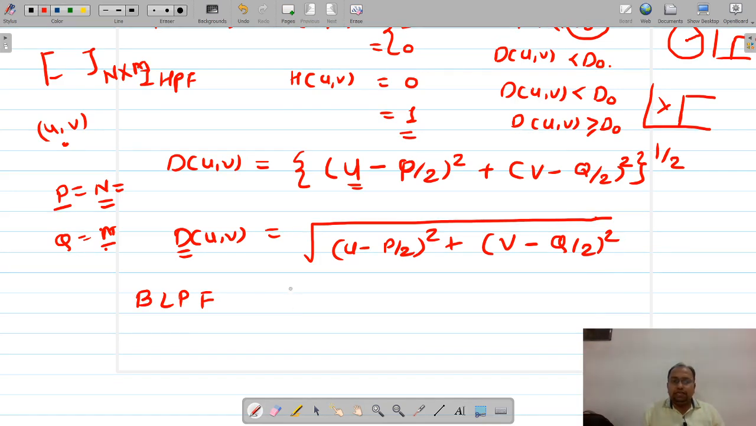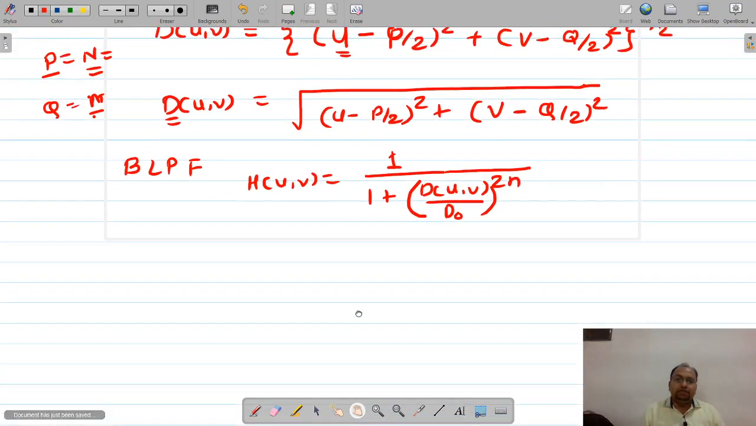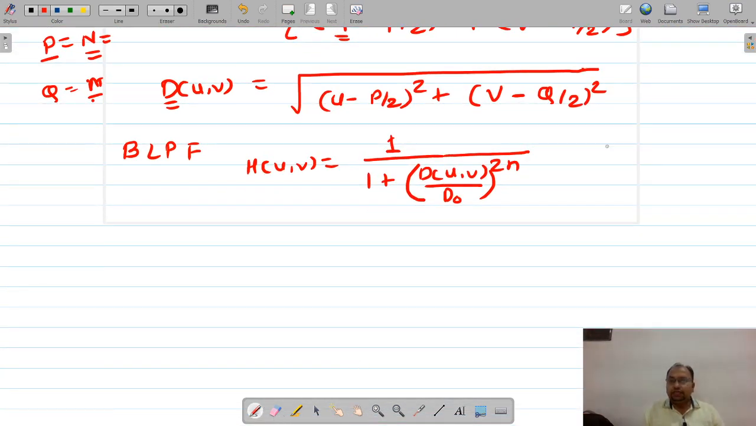So the Butterworth low pass filter is given by H(u,v) = 1 / (1 + [D(u,v)/D0]^(2n)). Here n represents the order of the filter. This is valid when D(u,v) is less than or equal to D0, and it is 0 if D0 is greater than D(u,v).